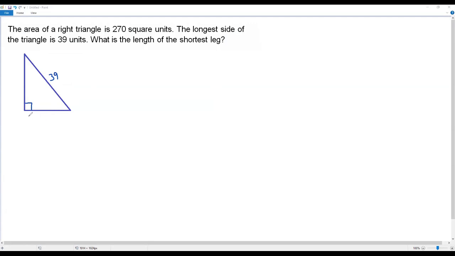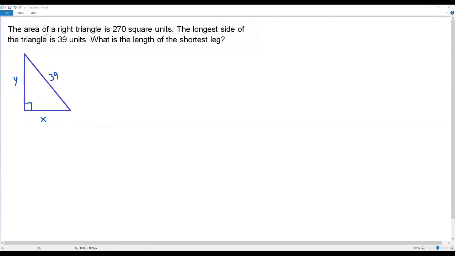Okay, now let me assume the length of this leg as x and the length of this leg as y. Now I have to find the lengths of these two legs. I have to find the values of x and y. Once I get the values of x and y, I can know the lengths of these two legs. Then I can find the length of the shortest leg. Now let's use the information we have in the question.